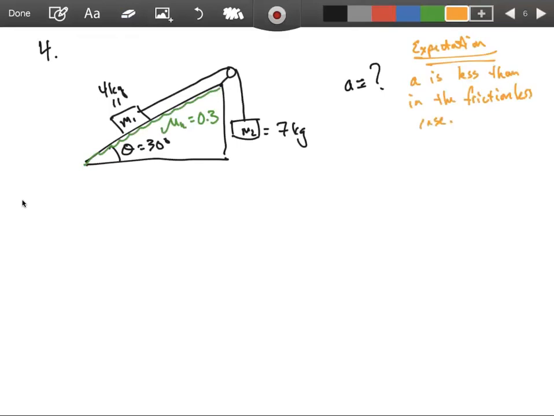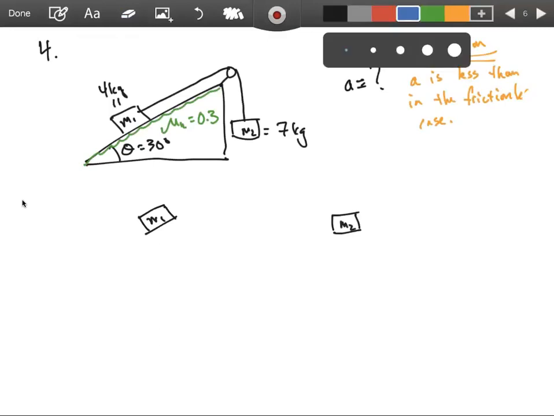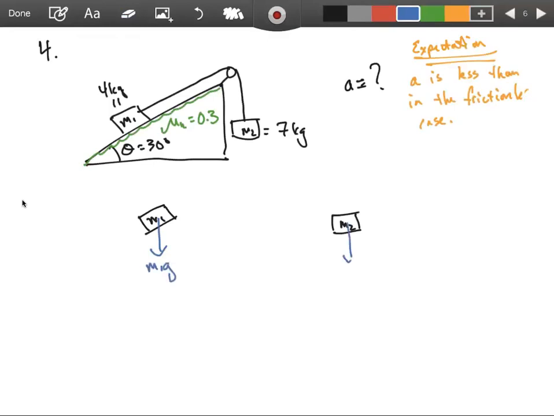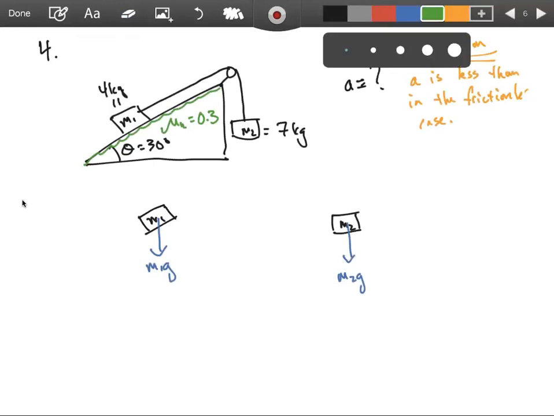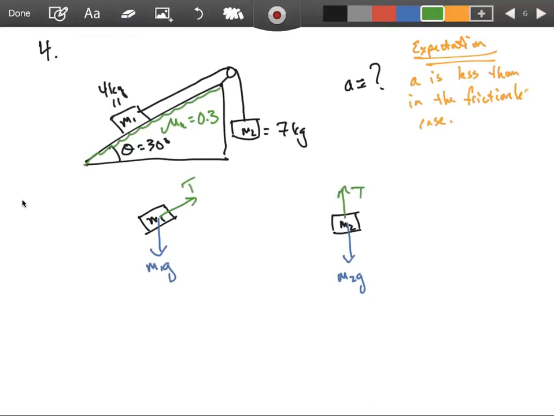So let's do the same thing just to get some practice. I'm going to redraw my free body diagrams. Again, here's M1, and over here is M2. We know M1 has a weight, so we have M1G downward. M2 also has a weight, so I might as well write that one in: M2G. We know what's trying to pull this up the plane is the tension, and this one is trying to keep it from undergoing free fall. So that's the tension. And let's assume the directions of the accelerations are the same, which they should be.